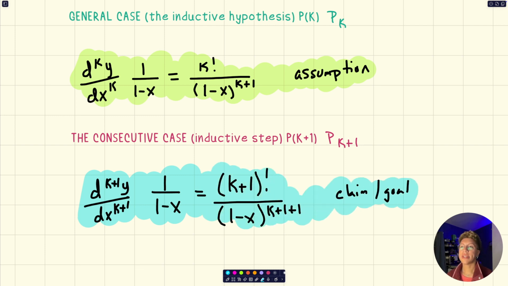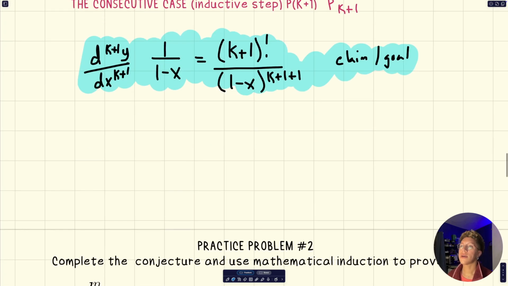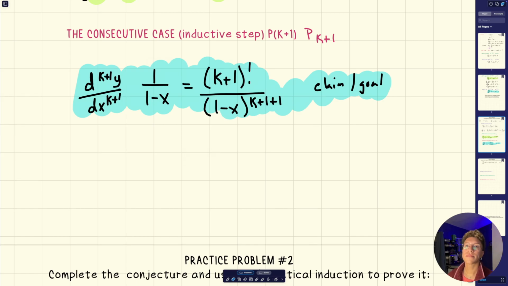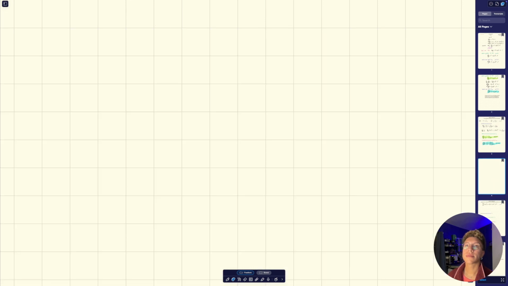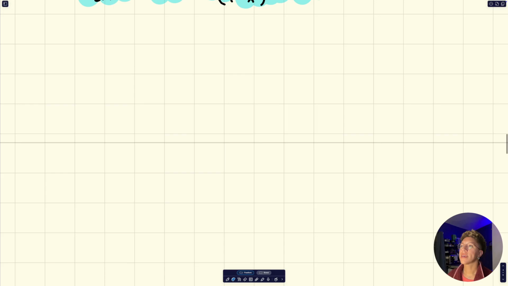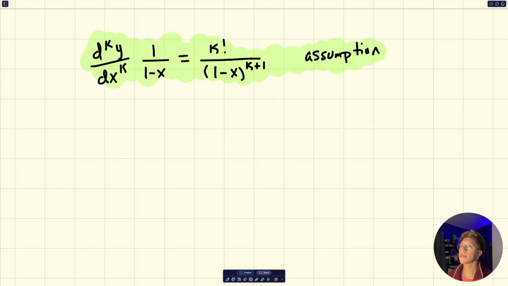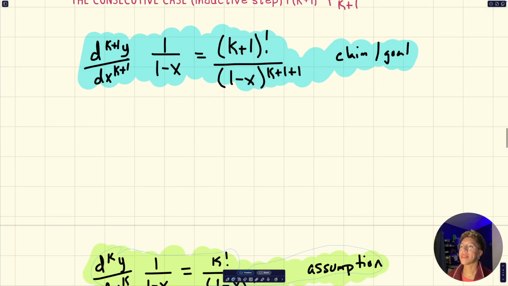Like we saw in the previous question, we're going to take our assumption and put it at the top, and we're going to take our goal and put it at the bottom. So we're going to need a new page. There we go. And we're going to put our goal at the top. Oops, our assumption at the top, and our goal at the bottom.